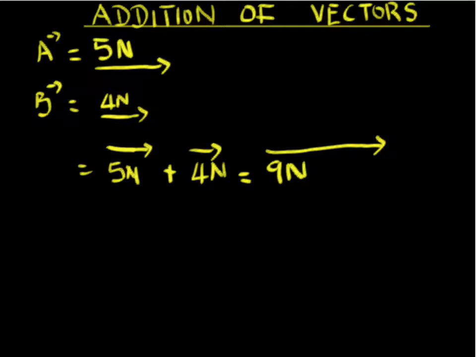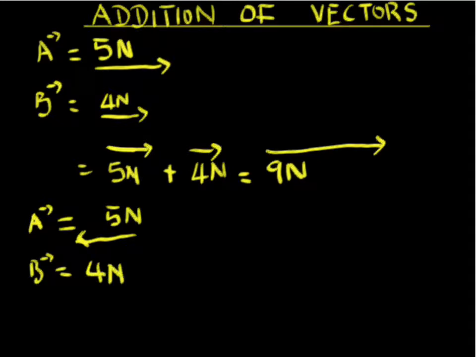Now let's assume these two vectors were pointing in different directions: vector A, 5 Newton, going towards the west, and 4 Newton B pointing in the eastern direction. How do we add these vectors up?